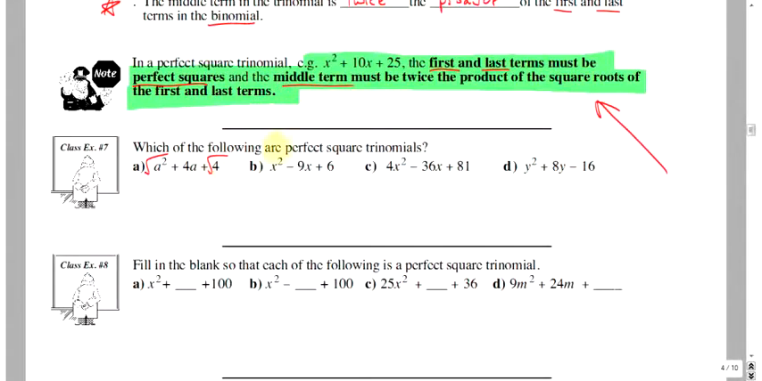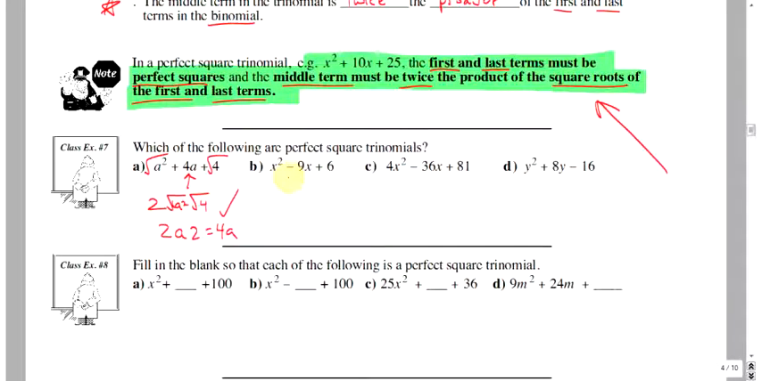Is the middle term twice the product of the square roots of the first and last terms? Is it twice the square root of a squared times the square root of 4? That's 2, a, and 2, that's 4a. Is this 4a? Then that's a perfect square trinomial. No. Okay?